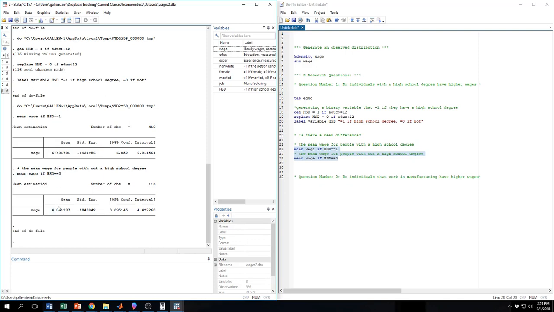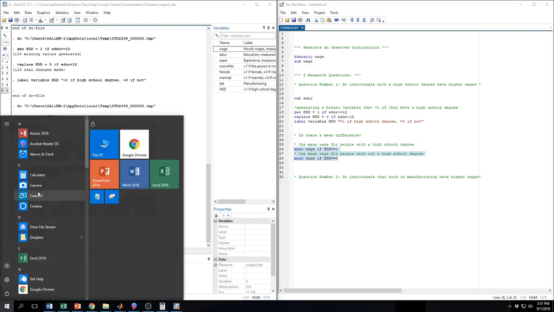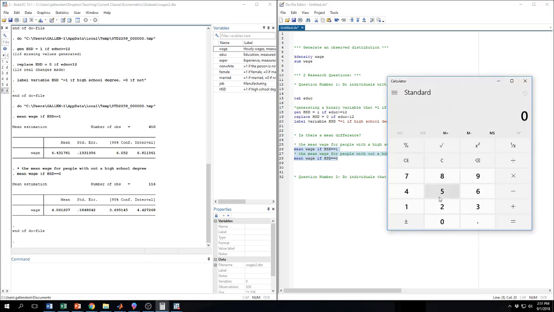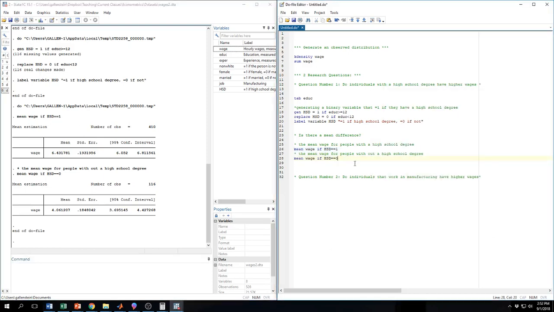So if I look at this, and I just want to calculate, let's just get my calculator out. If I look at the mean difference, here's my calculator. I had 6.4 minus 4.1, 2.3. So that's a big difference. $2.3 an hour. We could say, all right, people with a high school degree make more income than people that don't. And from the first lecture, that was fine to say that. But now we know better. Now after we've done hypothesis testing, we know better.